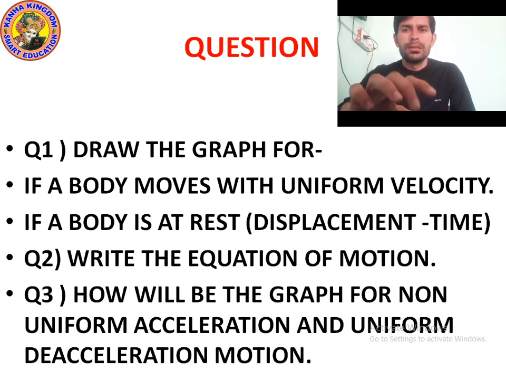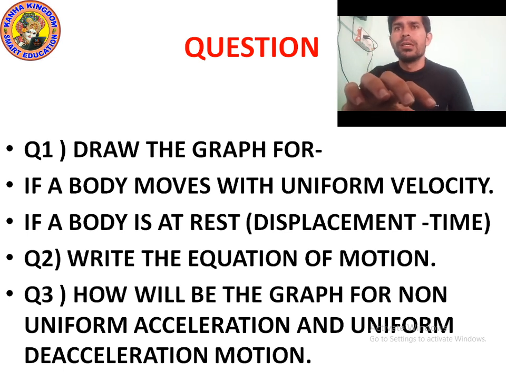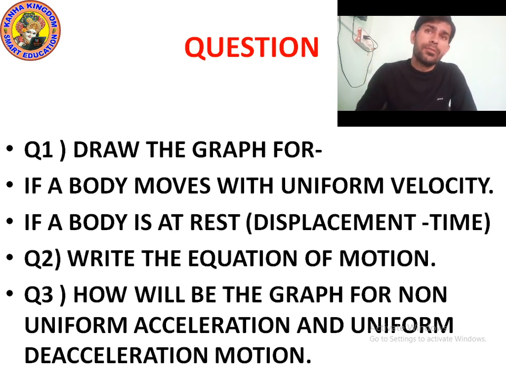Okay, it's time to ask questions from you. Question number 1. Draw the graph if a body moves with uniform velocity. How will the graph be? If a body moves with a uniform velocity, then the graph will be a straight line graph, which will be parallel to the x-axis. This is because the velocity does not change with time.